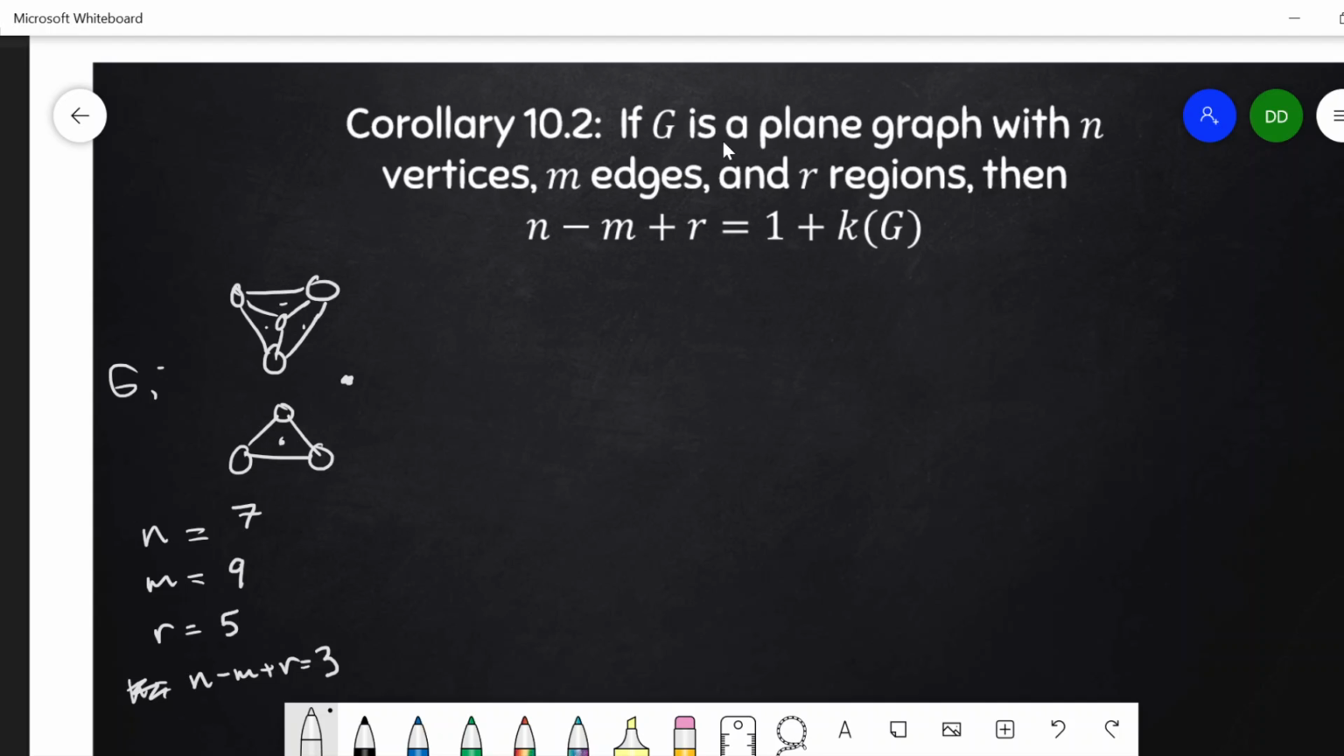So the generalization here for just a plane graph that's not necessarily connected is 1 plus the number of components in the graph. That way, if it's connected, the number of components is 1, and we recover the original formula. So here we've generalized it just a little bit further.